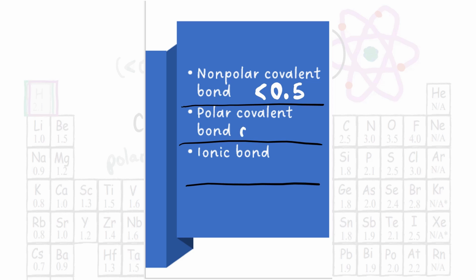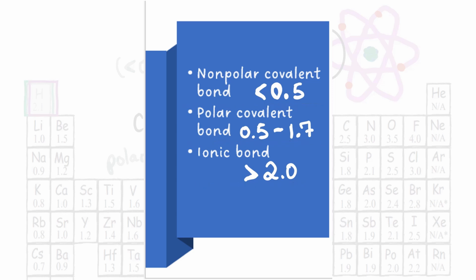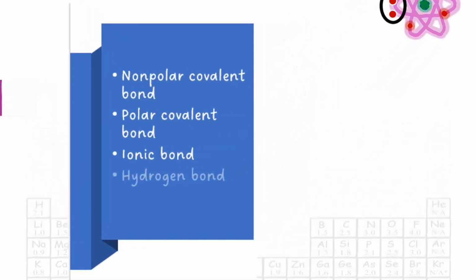If the difference is between 0.5 to 1.7-ish, it'll be a polar covalent bond, where the electrons are shared, but one atom is kind of hogging, holding more tightly to those electrons. And if the difference in electronegativity is above 2, one atom will straight up steal an electron from the other atom, and you'll get ions that are joined by an ionic bond.